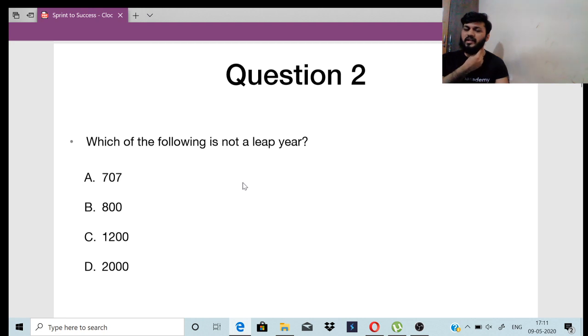Is not a leap year. I'm not asking which is a leap year. So how do you find out a leap year? When a century is given, how do you find out a leap year?